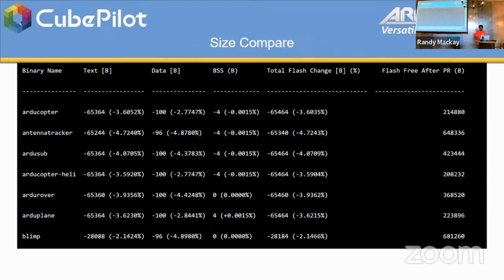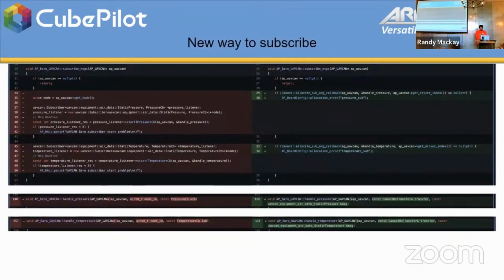So, size compare: as you can see, 65K of flash saved in our source for each vehicle, except for Blimp, which probably doesn't use many UAVCAN drivers. So this is a comparison of what we were doing before and after.